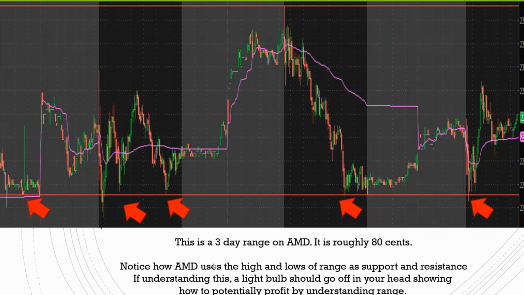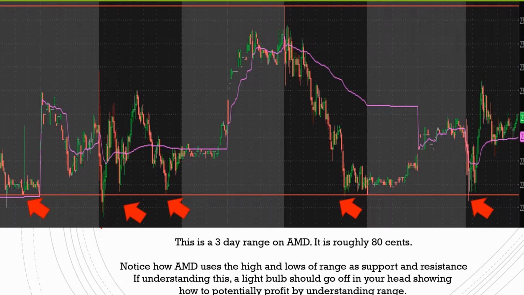Like this says down here, notice how AMD uses the highs and lows of the range as support and resistance. If you're understanding this, a light bulb should go off in your head showing how you can potentially profit by understanding the range of a stock. If a stock is very nicely staying in a certain range for multiple days, then you can make those levels significant and understand that if a stock's going to reverse or bounce, that's usually at the level it's going to do it at.